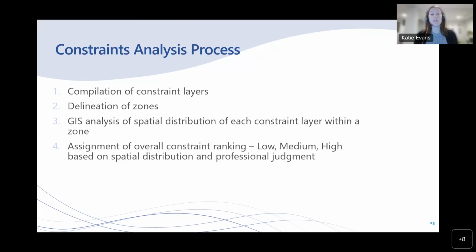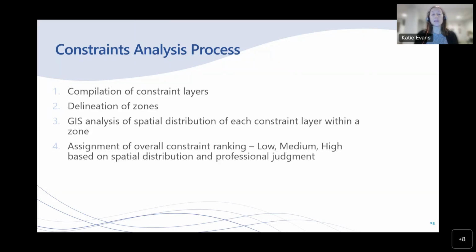The second step of the process was to delineate zones for analysis. This was done for both the offshore approach areas as well as the overland and landfall area. And Steve and I will talk in more detail on that process in the next slide. But the third step here on this process slide is through the GIS analysis, the percent area of each resource within each zone was calculated by dividing the area of each resource by the area of each zone for the GIS layers that were associated with a particular resource.